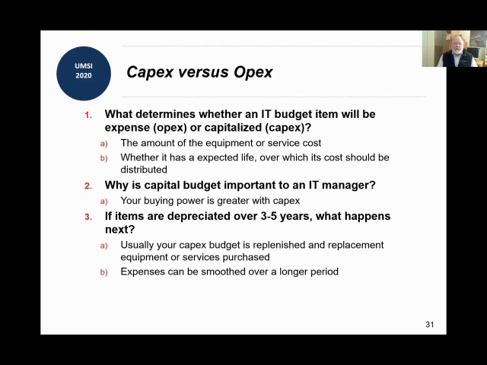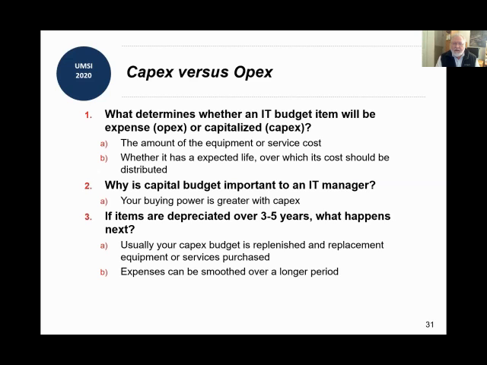Now, in terms of CapEx versus OPEX, there are certain decisions that you have to make in terms of what goes on which budget. And the first thing to look at is, well, what's the amount of the cost of either the equipment or the service, and then does it have an expected life, over which its costs should be distributed. So servers, for example, typically have a warranty of 3 years. For disk drives that are spinning disk drives, they may last up to 5 years. And so the expected life is going to be between 3 and 5 years.